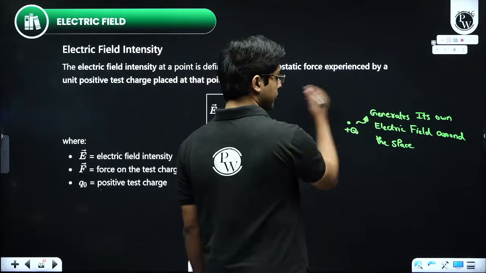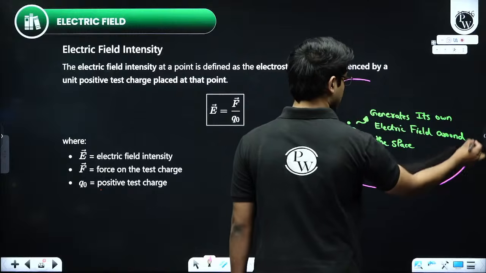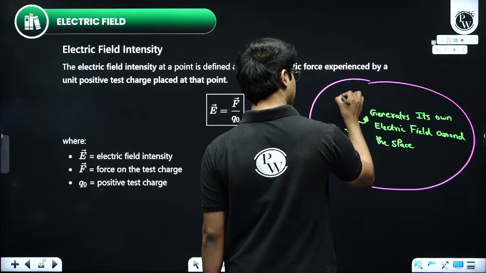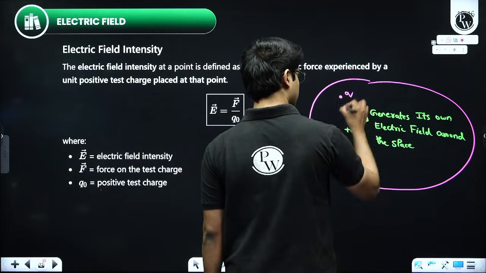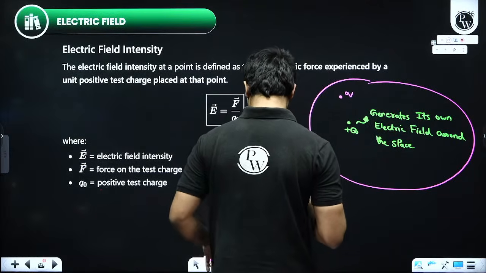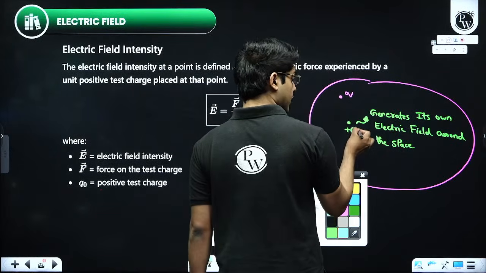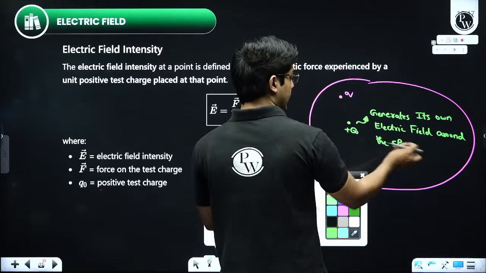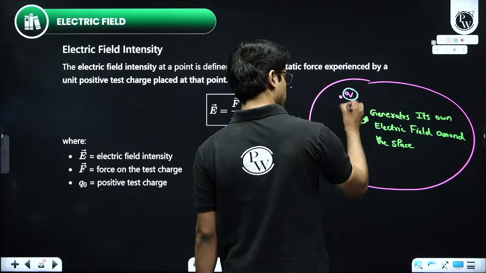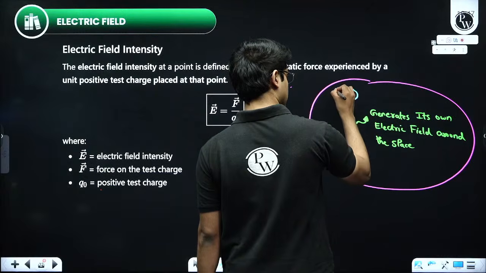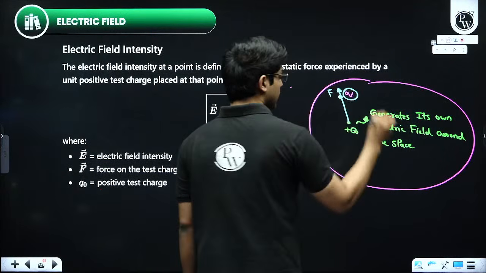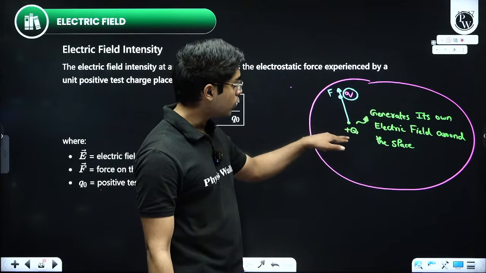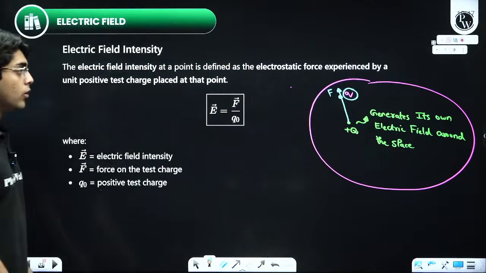Now the space around this plus q charge is having an electric field. Now in this electric field, if I place another charge, let's say small q, it will experience a force. So when we first bring a plus capital Q charge, it generates an electric field around it, and in this electric field, if we bring another charge q, it experiences a force. So this electric field is just another view or another method to look at how charges interact electrostatically.